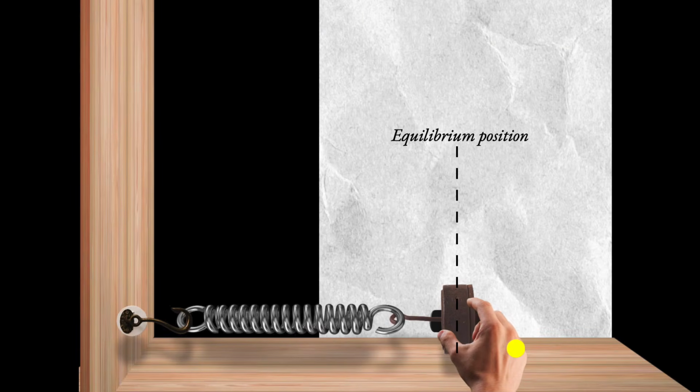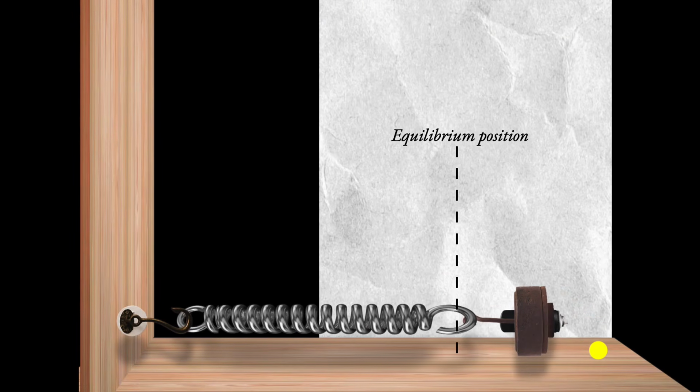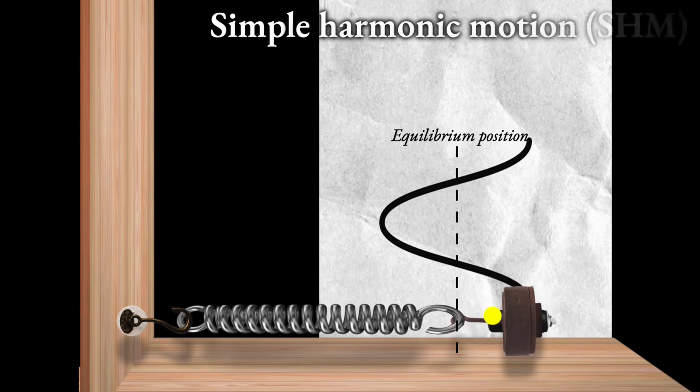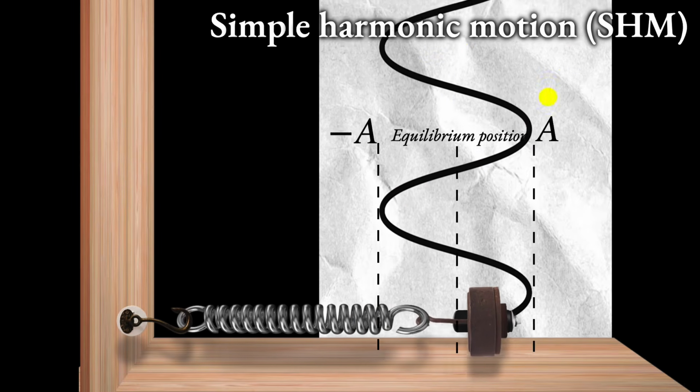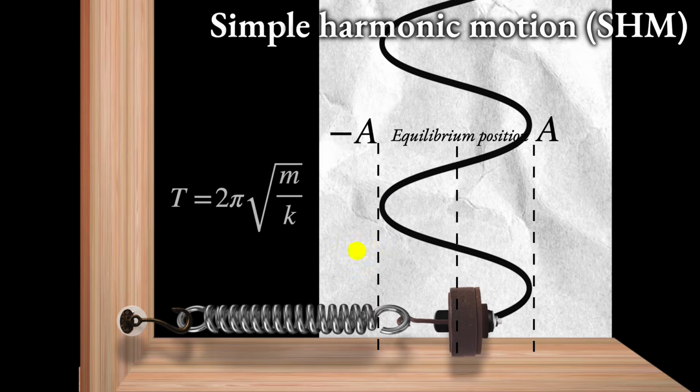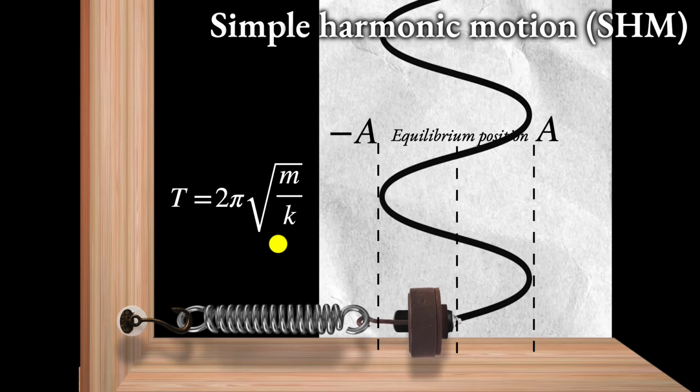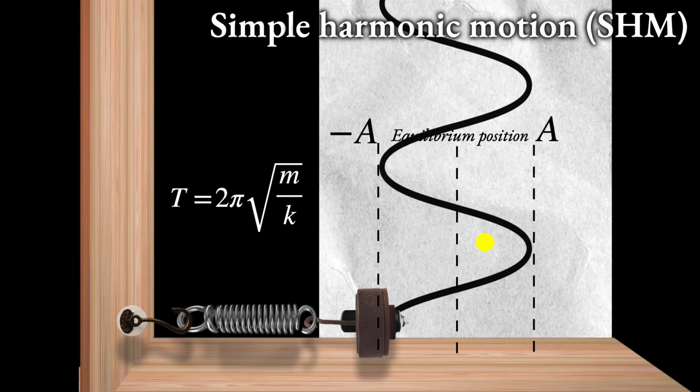If you stretch a spring and let it go, it will start oscillating sinusoidally about the equilibrium position. We call this simple harmonic motion, and the period of the oscillation is given by this particular expression. But this is an empirical result, meaning the way we found it out was experimentally. But how do we predict these results mathematically?